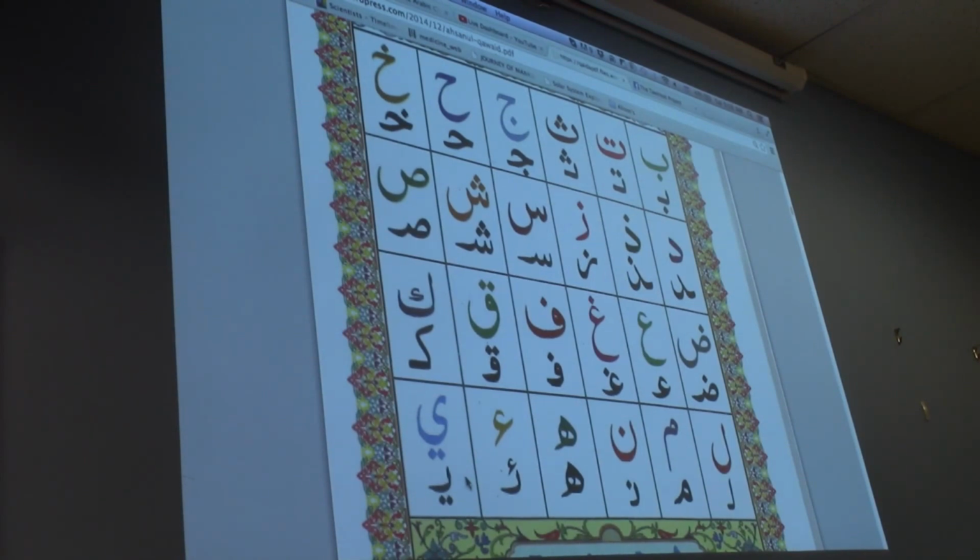Ya has two dots on the bottom. You always want to pay attention to the dots. That helps you recognize what letter it is. So if there's a dot on the bottom, it's going to be a ba. If there's two dots on the bottom, it's going to be a ya. If there's a dot on top, it's going to be a noon. If there's two dots on top, it's going to be a ta. And if there's three dots on top, it's going to be a tha.